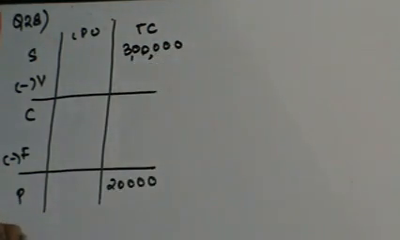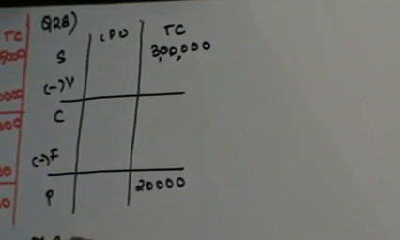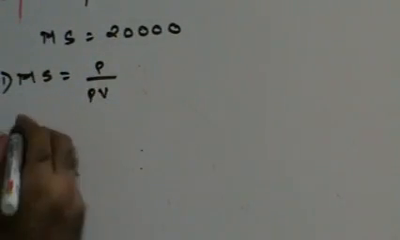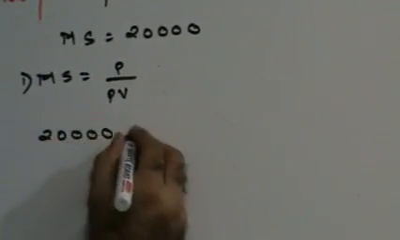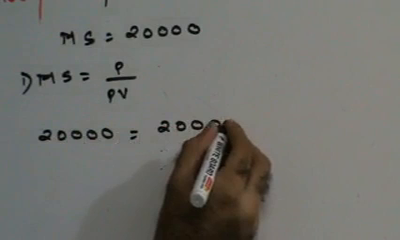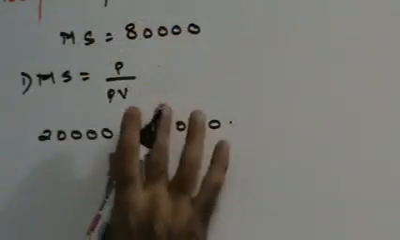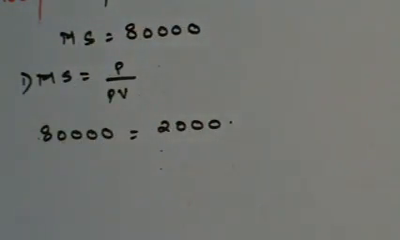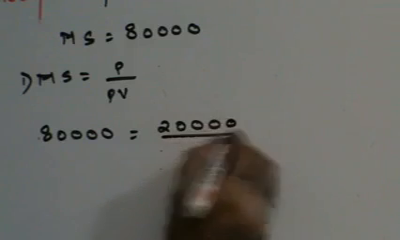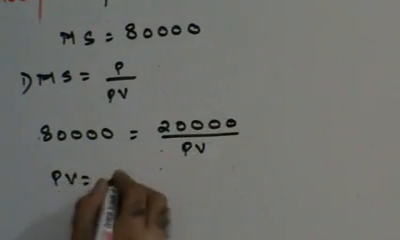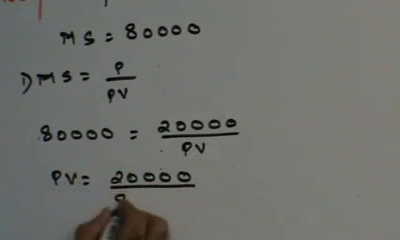They've also given you margin of safety. MS is P upon PV. MS is given to you as 80,000. Right? So margin of safety is 80,000, profit is 20,000 and sales is 3 lakhs. So 80,000 is 20,000 upon PV. So I'll get PV is 20,000 divided by 80,000.